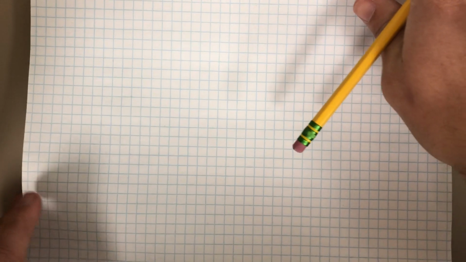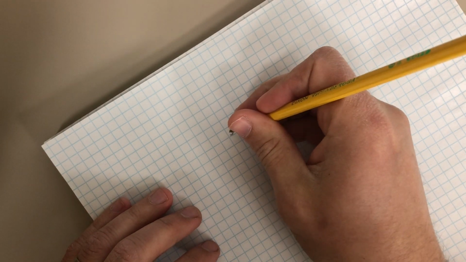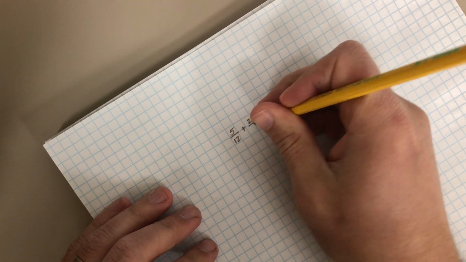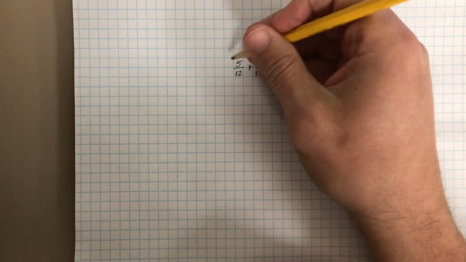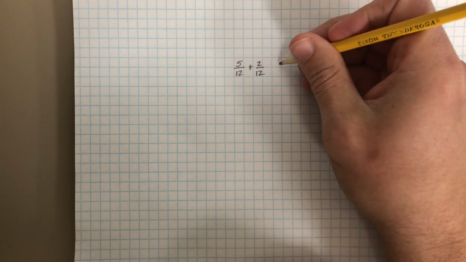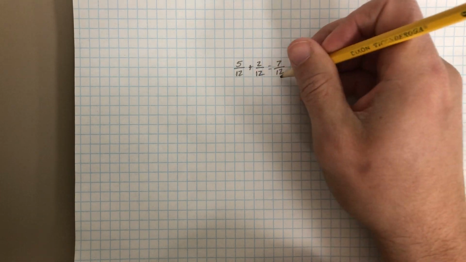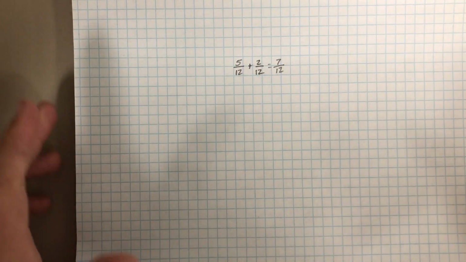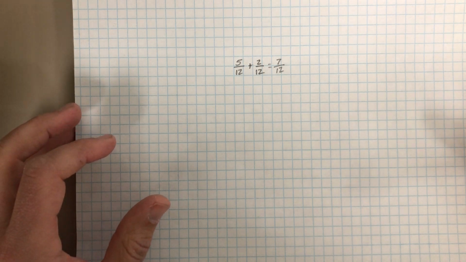All right, so thinking back to simpler times when we had fractions like 5/12 plus 2/12, remember we had to have a common denominator in order to add them. And then we'd add the numerators. 5 plus 2 is 7. And the denominator stays the same, 12. Well, we're going to do the same thing today, only now our numerators are going to be a little more complex, as well as our denominators.